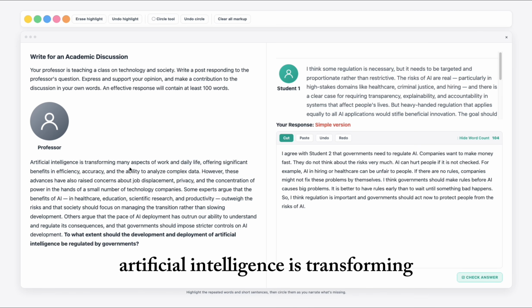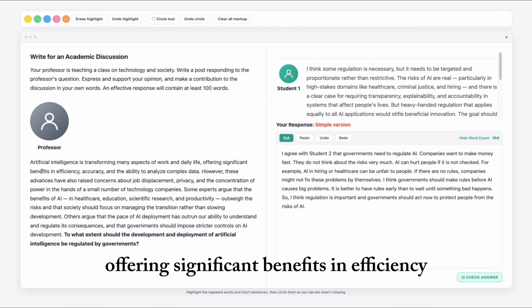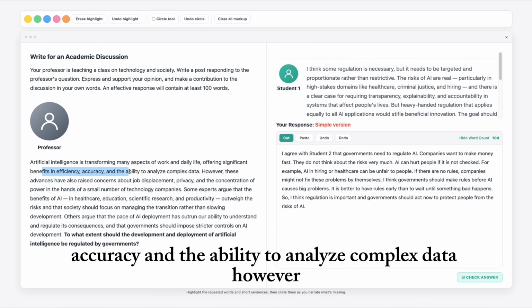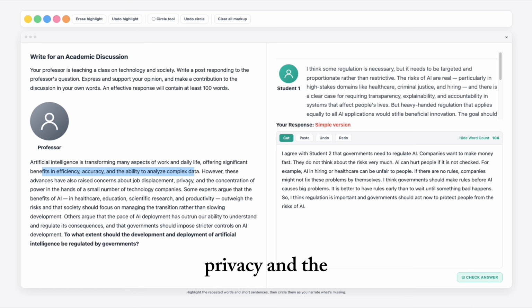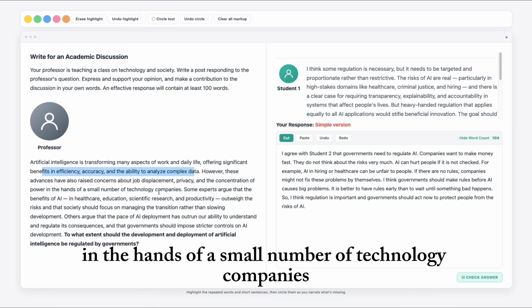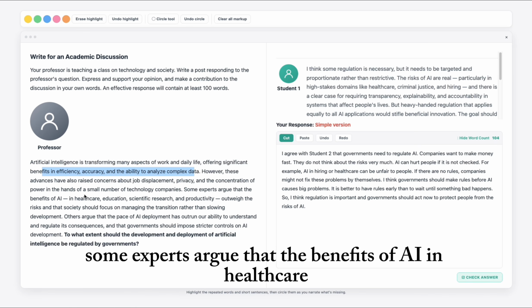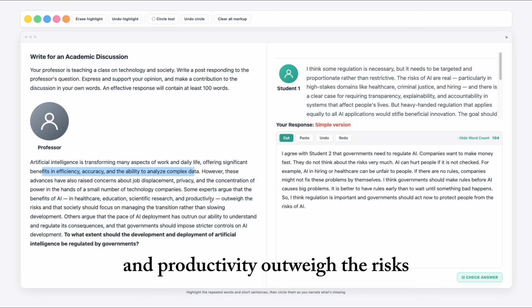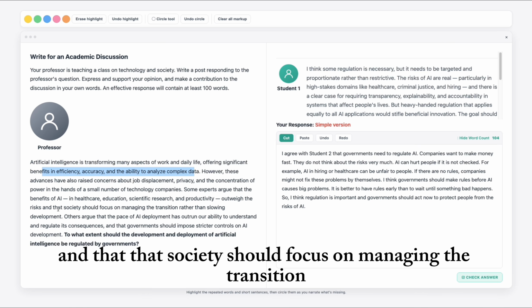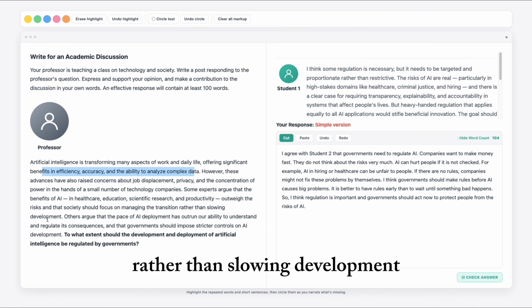Artificial intelligence is transforming many aspects of work and daily life, offering significant benefits in efficiency, accuracy, and the ability to analyze complex data. However, these advances have also raised concerns about job displacement, privacy, and the concentration of power in the hands of a small number of technology companies. Some experts argue that the benefits of AI in healthcare, education, scientific research, and productivity outweigh the risks, and that society should focus on managing the transition rather than slowing development.